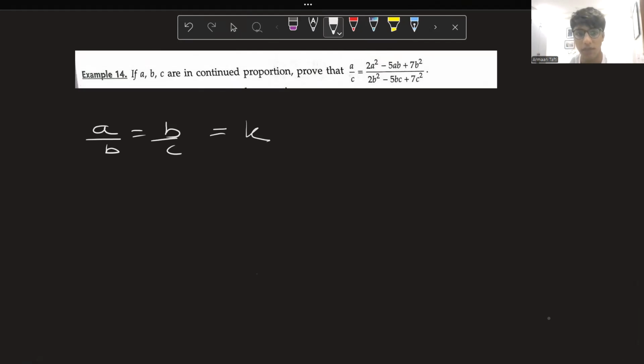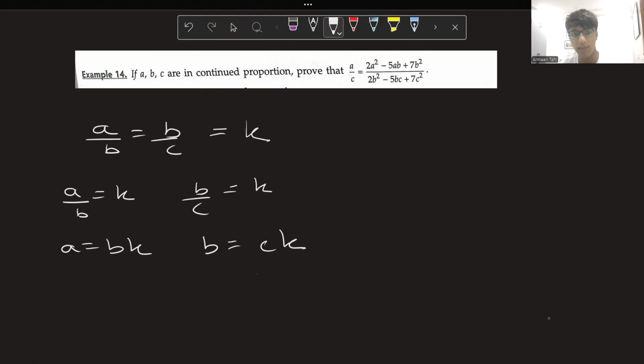So now if you just assume that the ratio of a to b is equal to the ratio of b to c, which is given to you, and you say that this is equal to a random number k, then if you simplify this, you get two equations, right? You get a by b equals k, and you get b by c equals k. So that means that a is equal to bk and b is equal to ck, right?